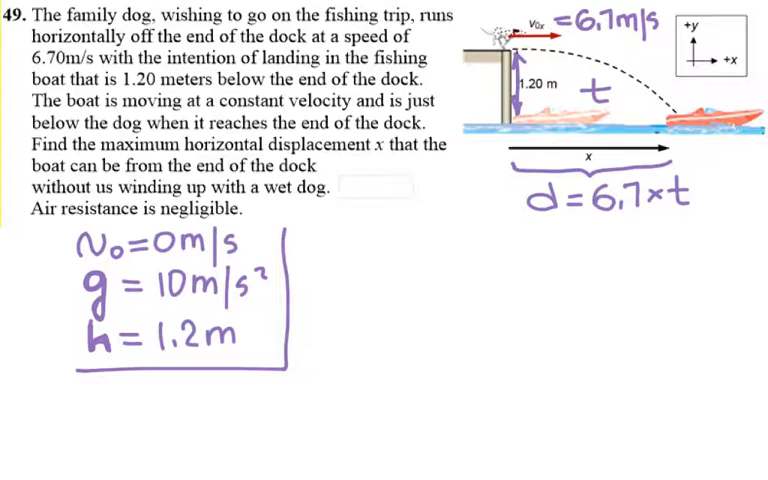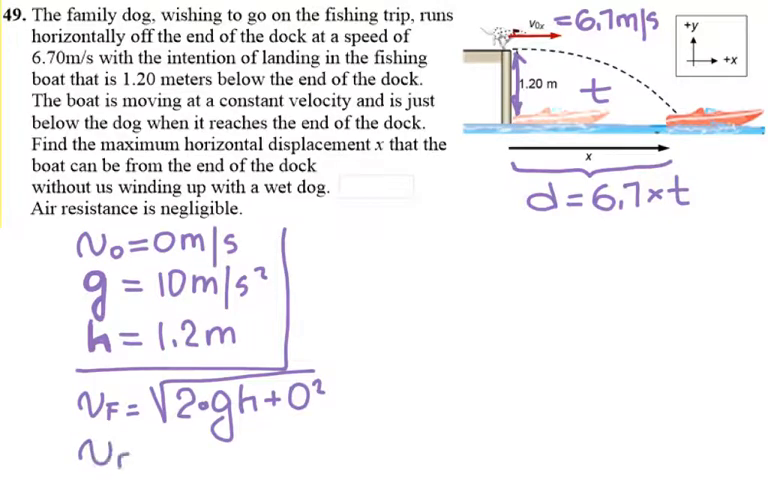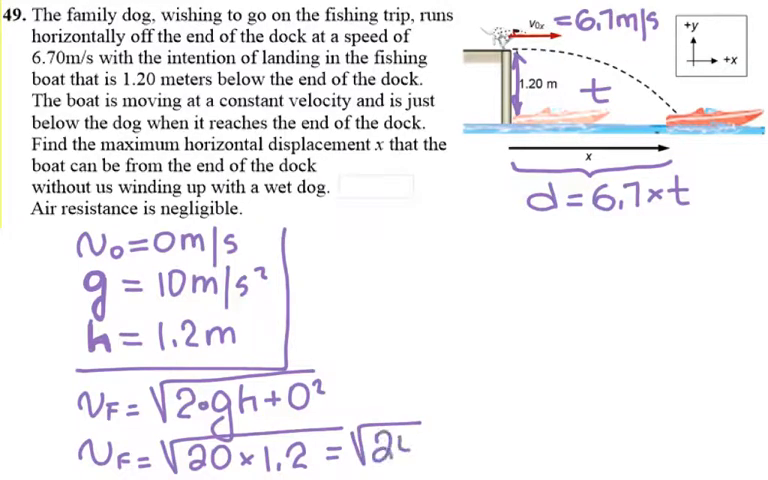I'm going to use the kinematic formula to find my final velocity. So the final velocity is the square root of 2 times acceleration times distance, plus initial velocity squared. So the final velocity is equal to the square root of 2 times 10 times 1.2, which gives me the square root of 24 meters per second. And that is 4.9 meters per second.